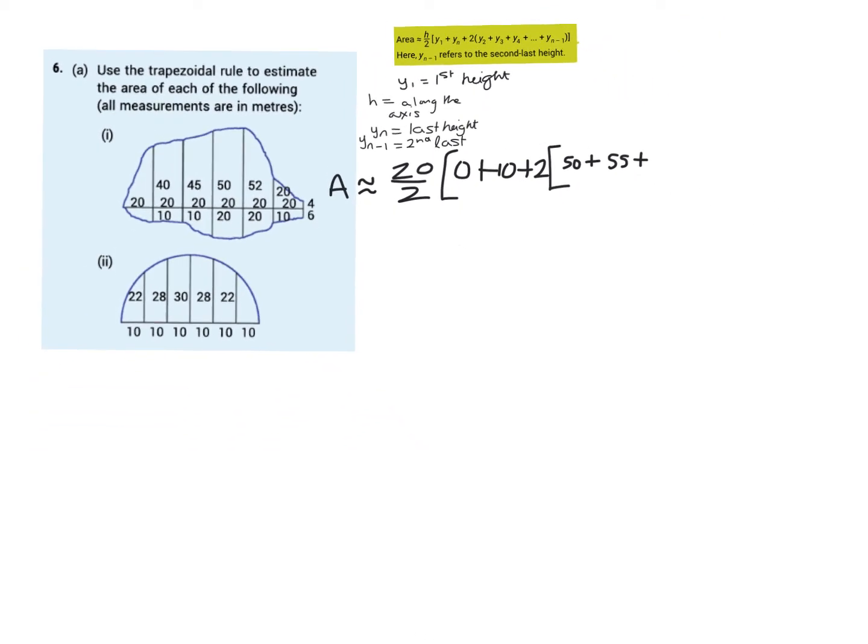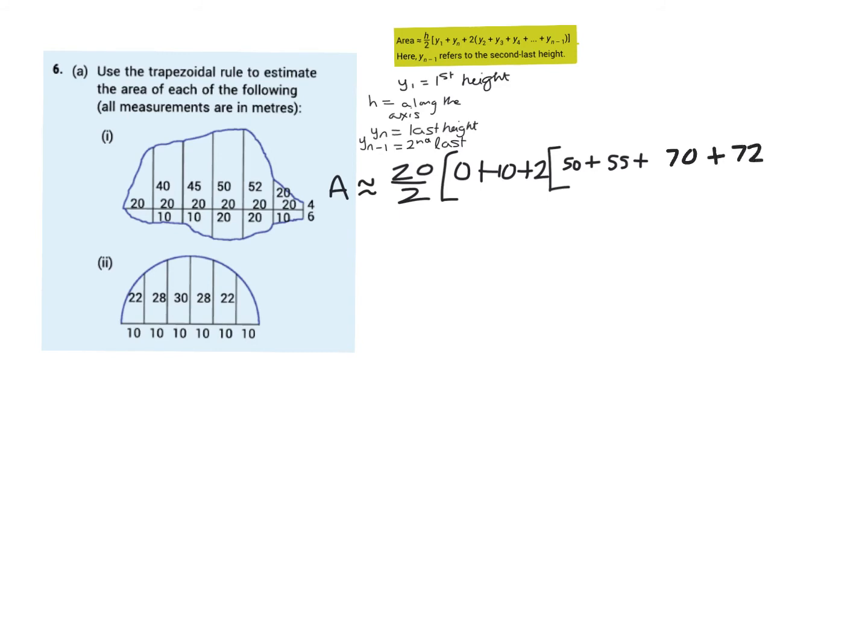Just going to make that smaller again. So we have 45 plus 10, 55. 50 plus 20 is 70. 52 plus 20 is 72, and 20 plus 10. So I'm just going to write all of them out. So we have 70 plus 72 plus 30, and we close our bracket. And when I put all of that into a calculator, just give me a second now. Okay, so I get an answer of 5640 meters squared for that one.